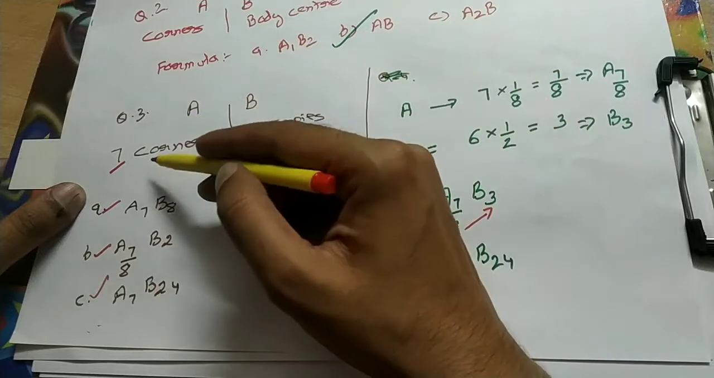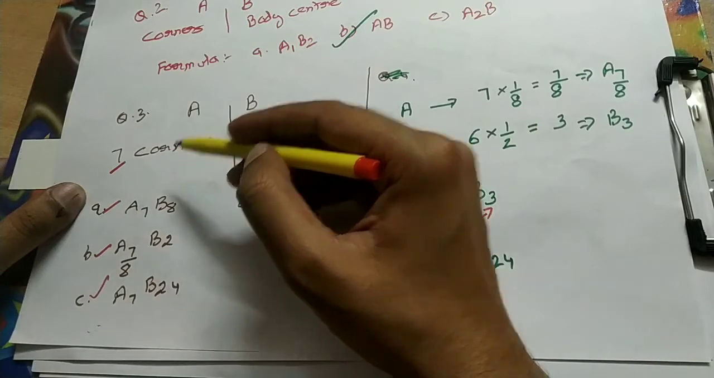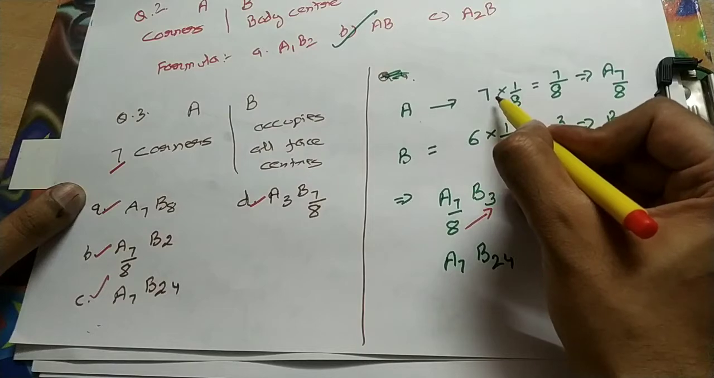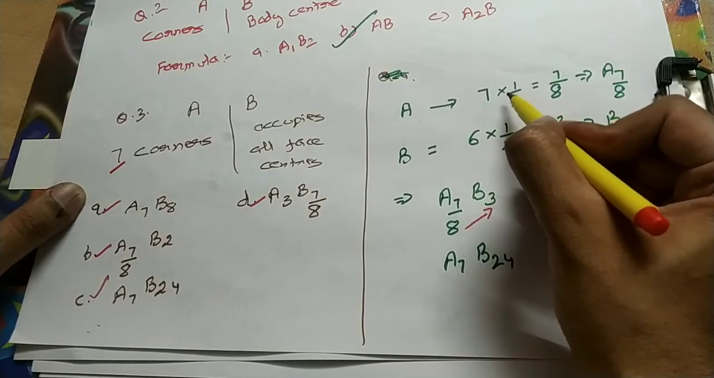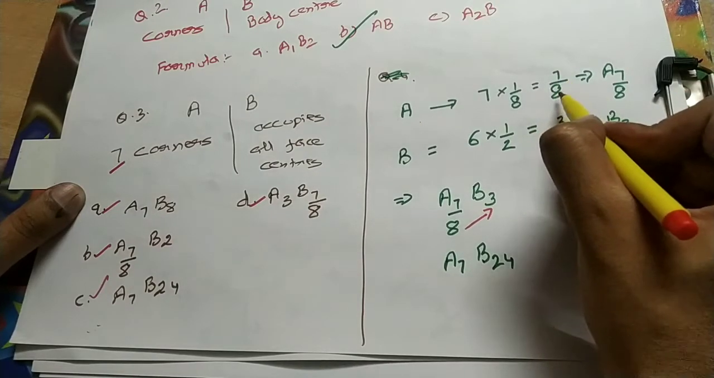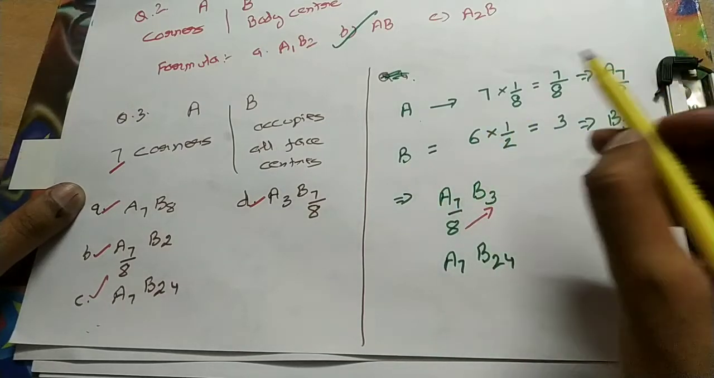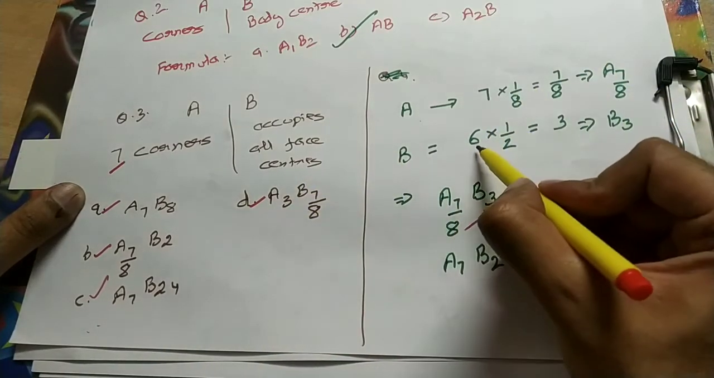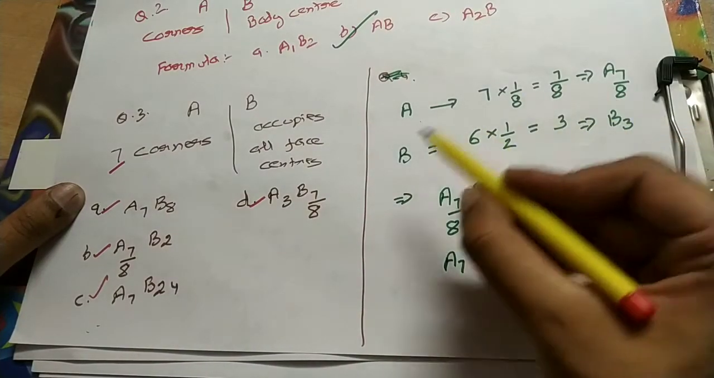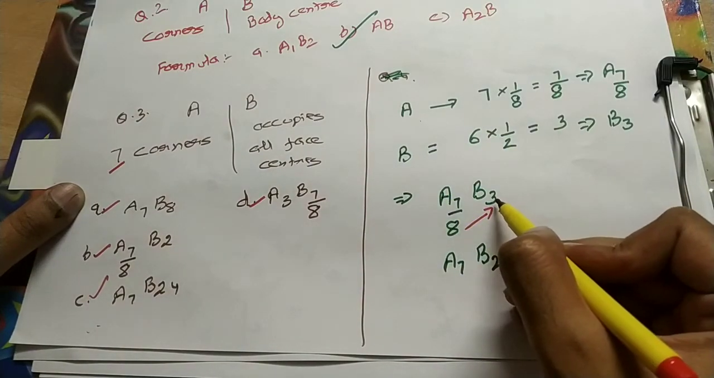Solve करते हैं बेटे. Since atoms of A occupies corners, 7 corners only, so number of atoms of A per unit cell equal to 7 into 1 by 8. It becomes 7 by 8. And atoms of B occupies all the face centers. 6 into half equal to 3. B3. So formula is A7 by 8 B3.